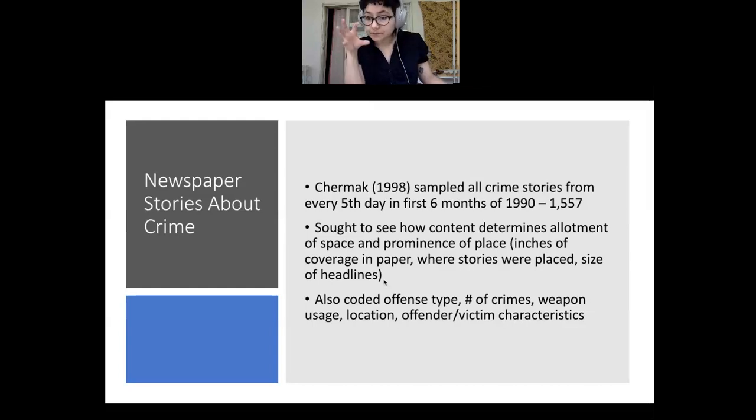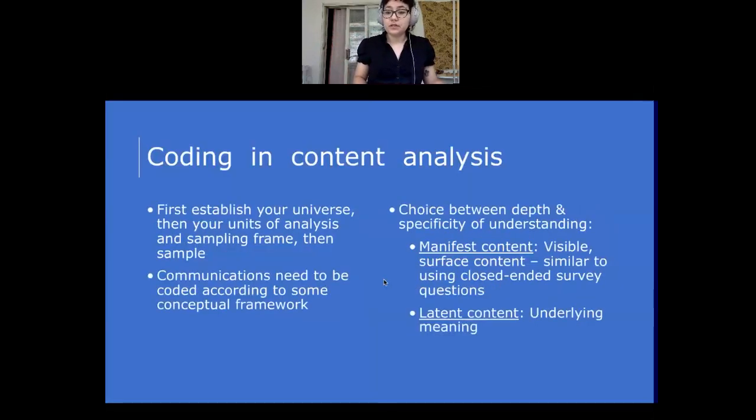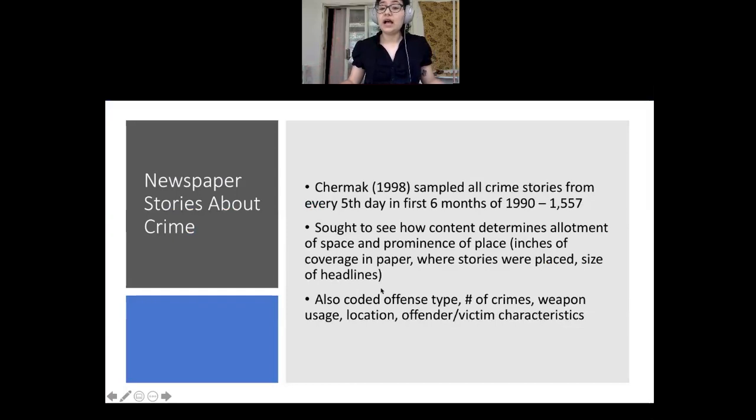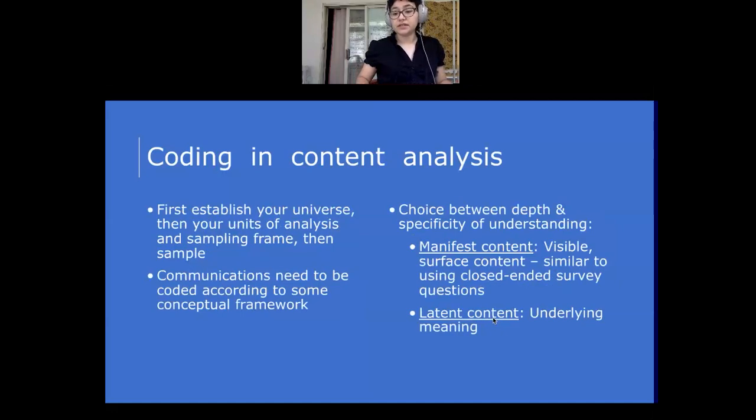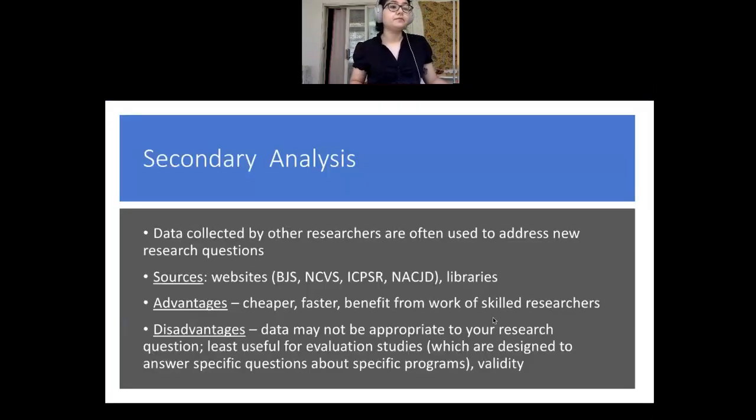So you can see, they're not looking at the particular descriptive, so it's not the latent content, the underlying meaning. Instead, they're talking about the visible surface content, the manifest content. They're talking about how the coverage was placed and the size of the headlines, which are more surface things, and also coding for types of crimes, weapon usage, location. So how this interrelates with these, and these are more surface things. It's not like he's reading through it and really trying to understand the description and a deep, in-depth dive of how people describe things. Instead, it's more how things appear, more manifest content rather than latent content. It's not looking at the underlying meaning.